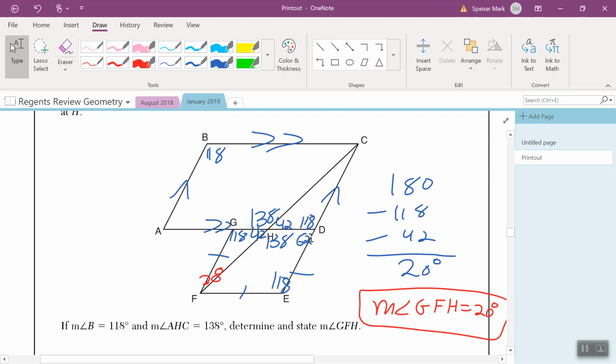If this is 62 degrees, the angle below it, E, corresponds to angle D, making them both 118 degrees because these lines are parallel. In the rhombus, opposite angles are congruent, so angle E is 118, angle DGF is also 118. Then the angle we want forms a triangle with angle GHF and angle HGF. The sum of the triangle is 180 degrees, so you have 180 minus 118 minus 42. You take away the other two angles, you're left with 20 degrees. So the measure of angle GFH is 20 degrees.